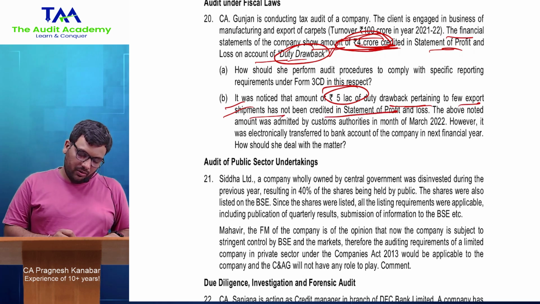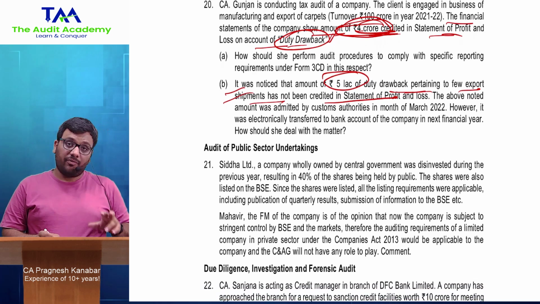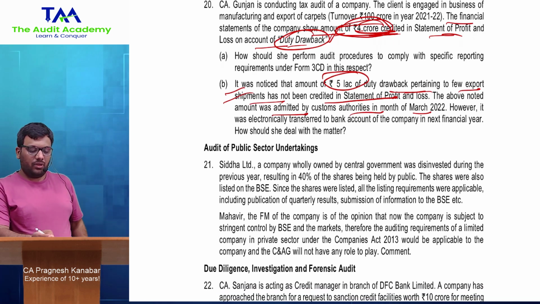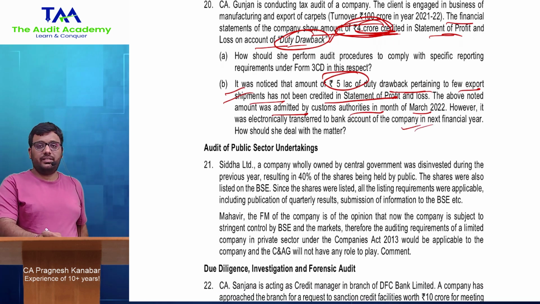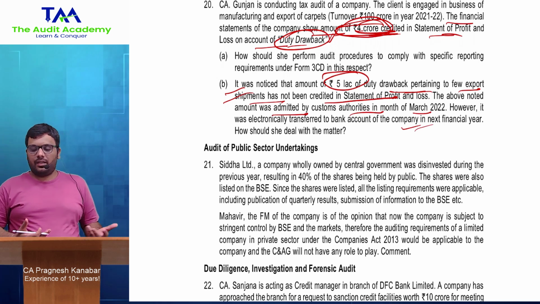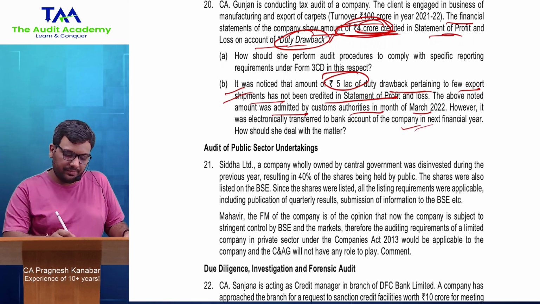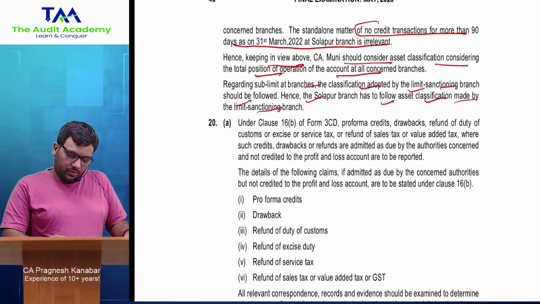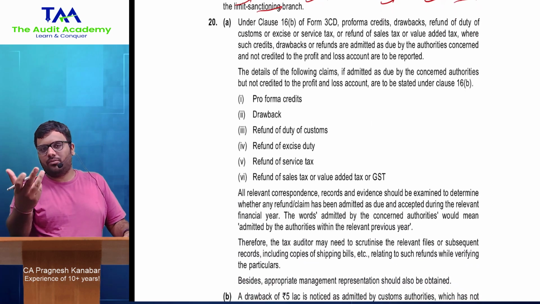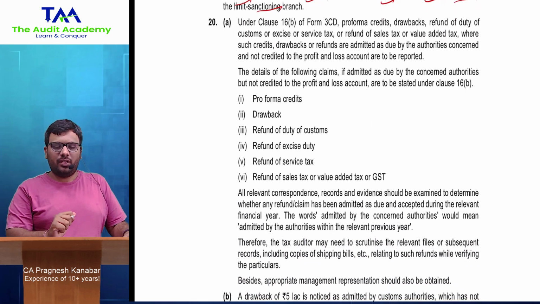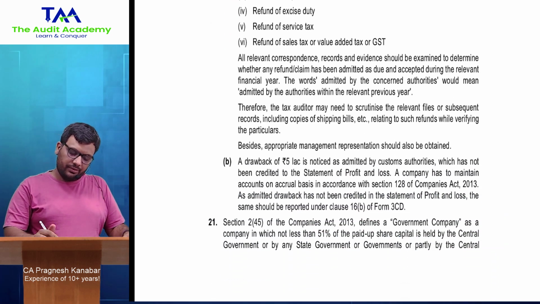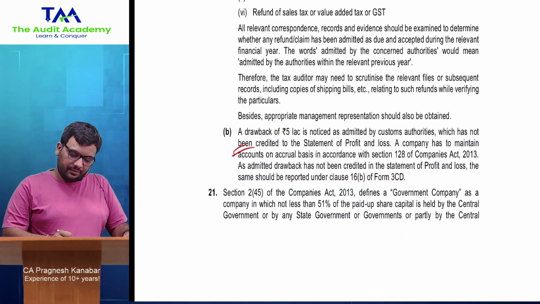The above noted amount was admitted by customs authorities in the month of March 22. Admitted by them, so sanctioning approval मिल गया in March 22. However, it was electronically transferred in the next financial year, but still the right to receive was established, so you can record it in the P&L. यार accrual basis of accounting होता है इसके अंदर. So clause 16B है इसका, मुझे पता है, but I'm talking about you, शायद आपको याद ना हो. It's okay. पूछा क्या आपको? Audit procedures पूछा. दूसरा पूछा क्या आपको? Accounting के बारे में पूछा. All right.